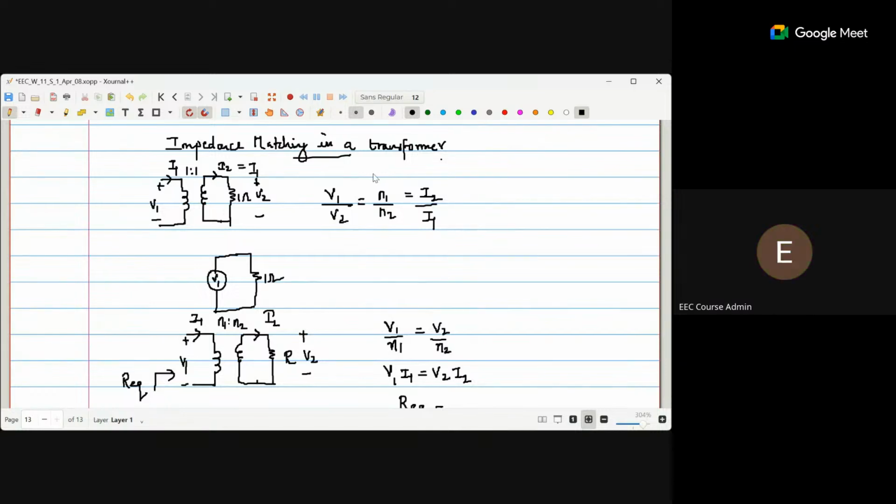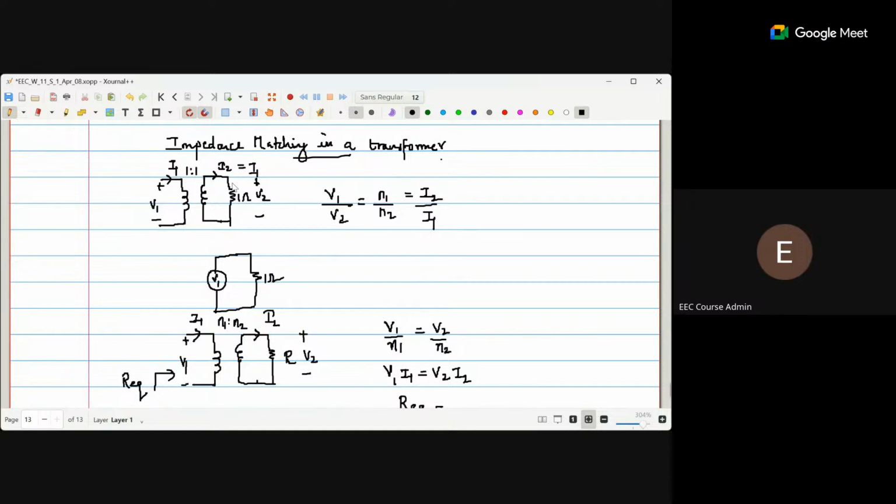No. Here we are right now discussing the impedance matching in a transformer. That means we have connected a resistor of, say, R in general in the secondary, then what will be the equivalent resistance seen from the primary, we need to understand. That is the case of this impedance matching. Okay, so to try to understand that, we are considering the simple case.